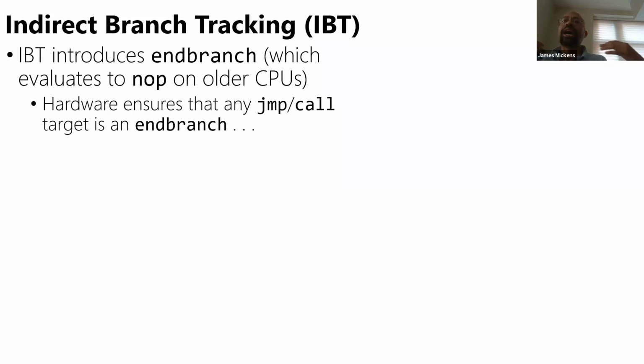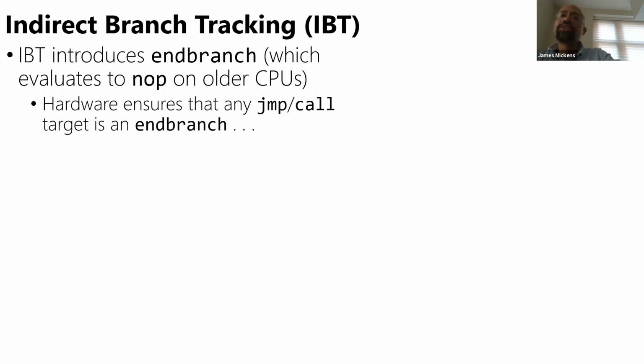Okay, so what does indirect branch tracking, or IBT, do? IBT is going to introduce this new instruction called in-branch. The way that Intel encoded this is very clever, because this instruction actually evaluates to a no-op on older CPUs. So that means that if you compile a program with support for IBT, and you run it on a pre-Tiger Lake processor, for example, no harm, no foul. The CPU would just interpret this in-branch as a no-op.